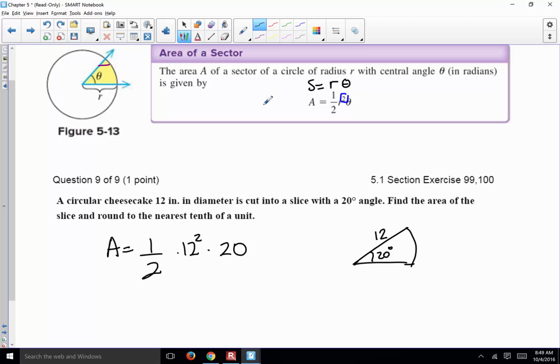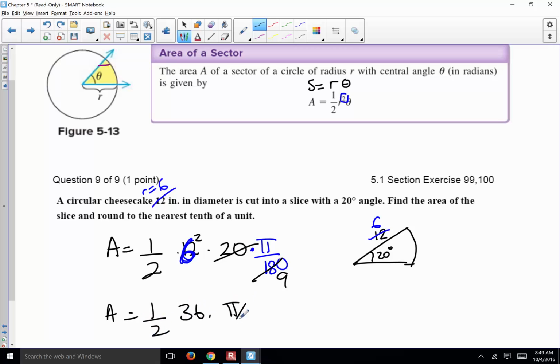12 is the diameter and 20 is in degrees. Right, this is diameter, meaning a 6-inch radius. So that's the first mistake. What is the second one? This should be in radians. So we need to fix this into 20 times pi over 180, which gives us pi over 9. So we need to compute 1 over 2 times 36 times pi over 9.